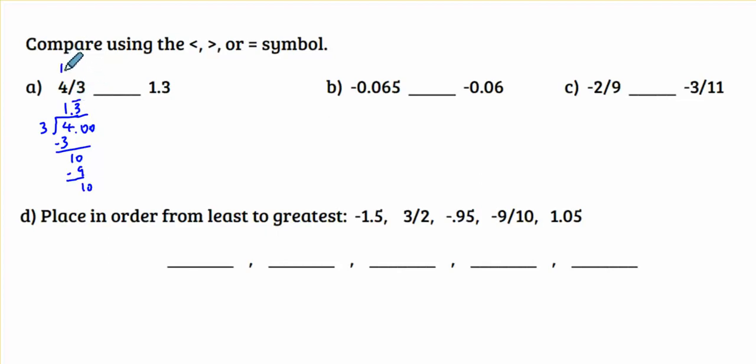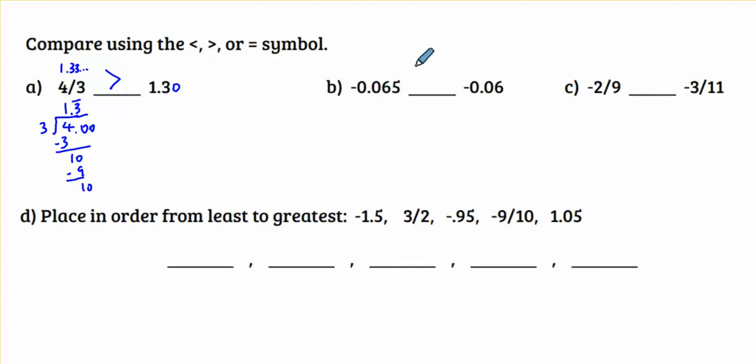So that's basically like 1.33, whereas this is 1.30. Of course, this goes on and on. But 33 hundredths is going to be bigger than 30 hundredths, so greater than would be the symbol there.